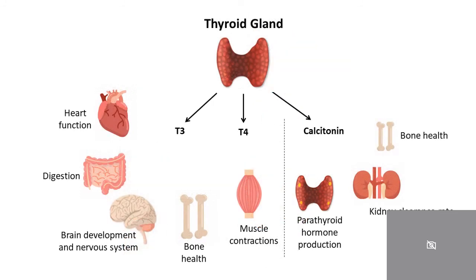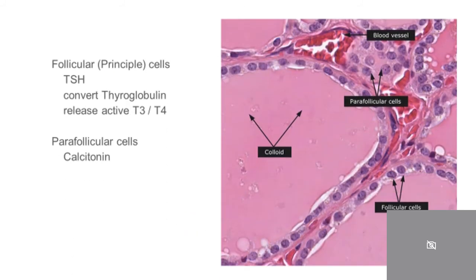The thyroid gland is organized into three-dimensional follicles formed by follicle cells. These cells are responsible for converting thyroglobulin in that pink staining colloid into active triiodothyronine or T3 and thyroxine T4. Between the follicles lie clusters of parafollicular cells which secrete calcitonin.